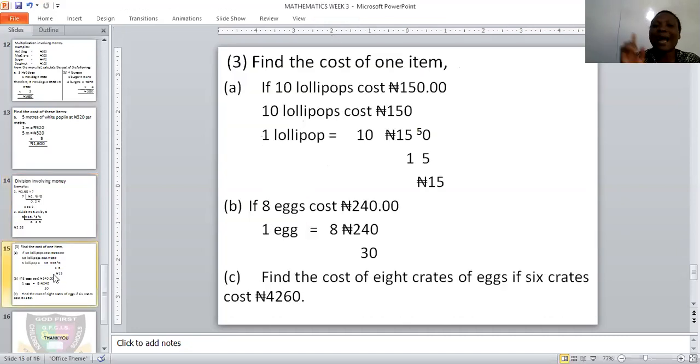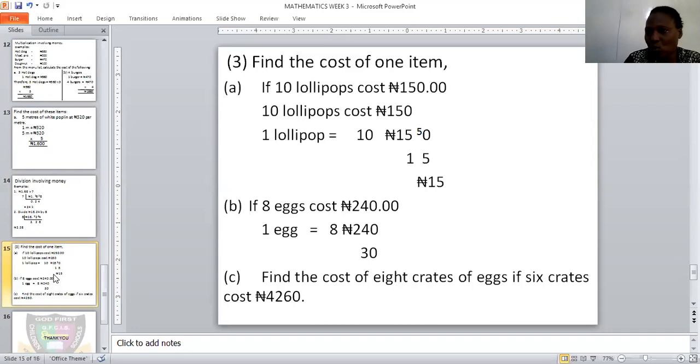Find the cost of one item. Eat 10 lollipops. You know lollipops, you are already salivating. Your mouth is already running. You know, you had lollipops, right? Okay? 10 lollipops cost 150 naira.